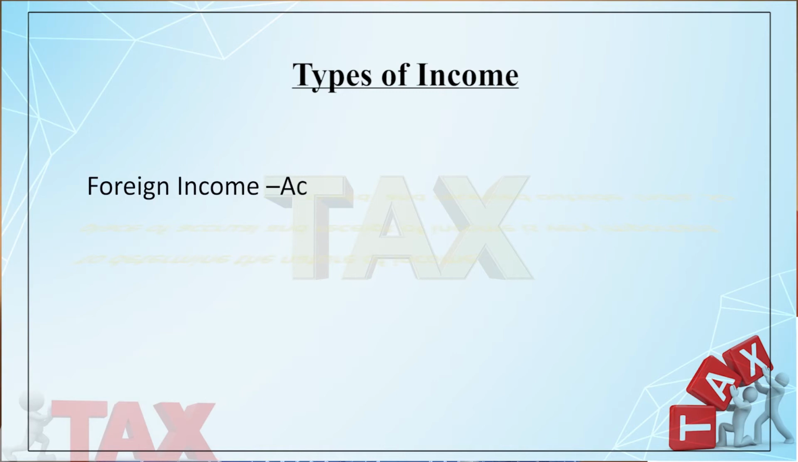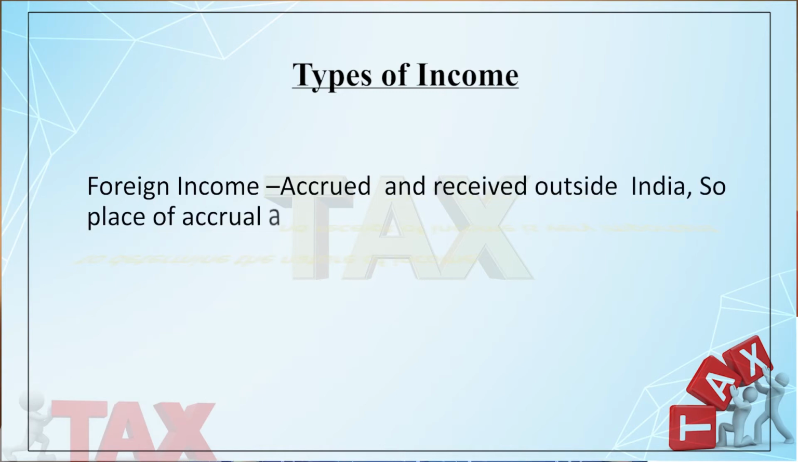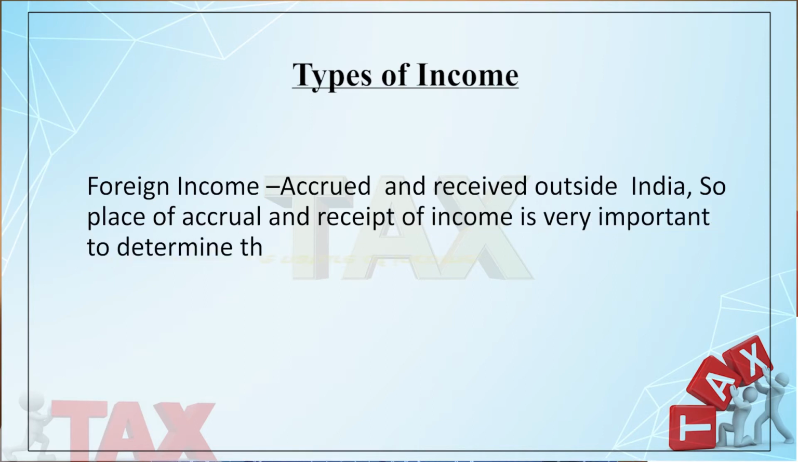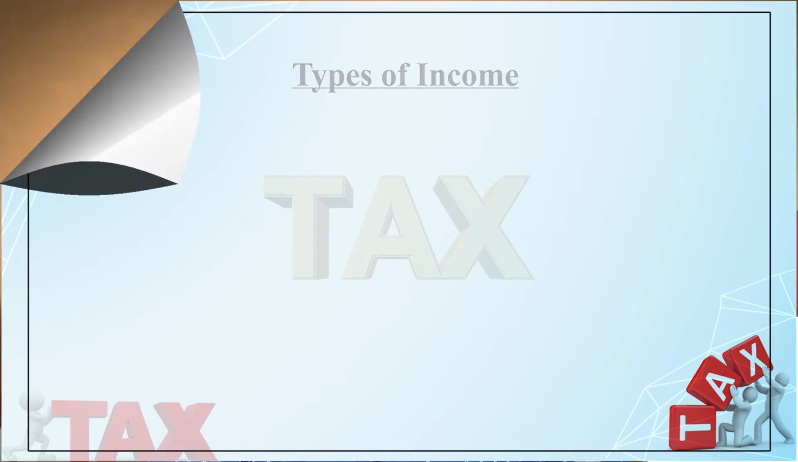And foreign income is very simple. The income which is accrued and received both outside India is known as foreign income. So, you have to check the accrual of income and receipt of income, where it is happening. The place of accrual and place of receipt is very vital for determination of the nature of the income, that is, which income will be treated as Indian income and which will be treated as foreign income.